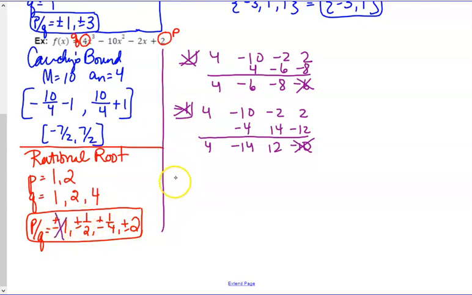Okay, so now let's try a positive 1/2. Still sticking with 4, negative 10, negative 2, and 2. Don't forget any placeholders if you have a term missing. So I'm bringing my 4 straight down.